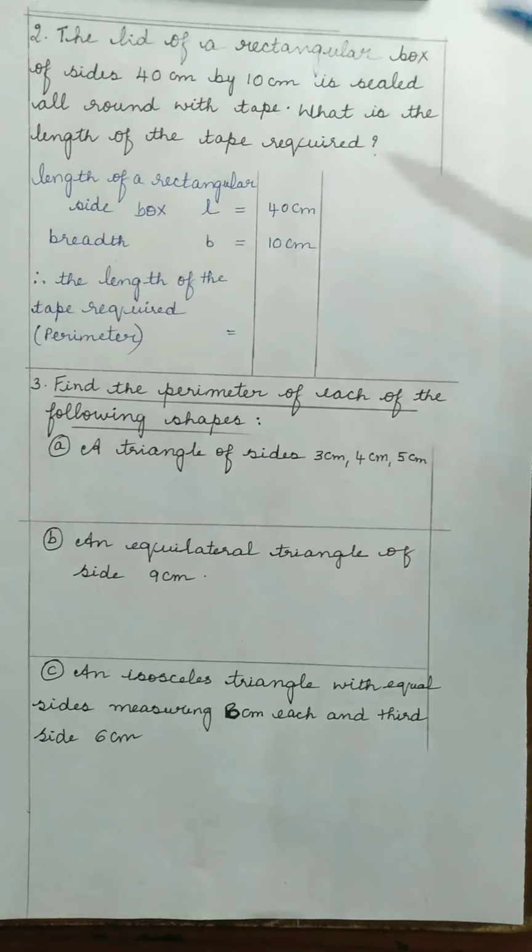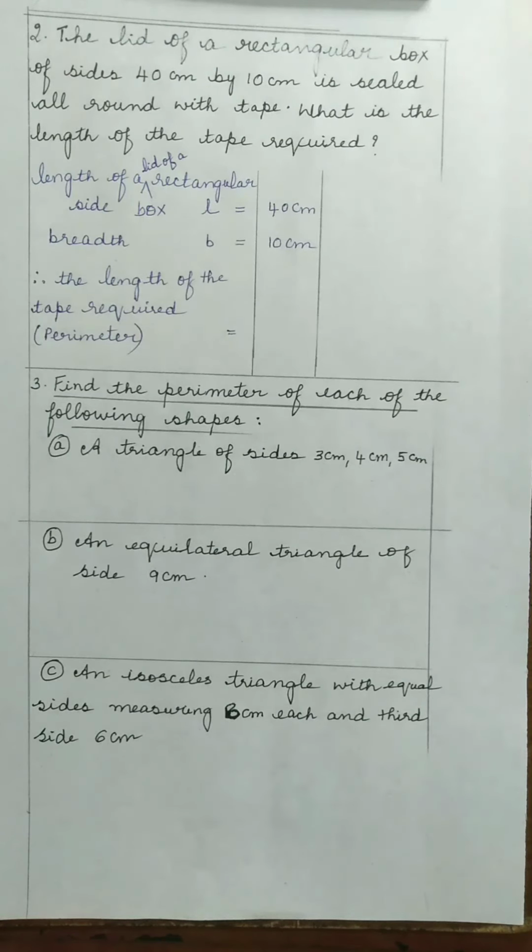Now, what is the length of the tape required? So, now we need to calculate the length of the tape required. That means we need to calculate the perimeter of the tape required to seal the rectangular box. Therefore, we know that the perimeter of a rectangle is 2 into length plus breadth.